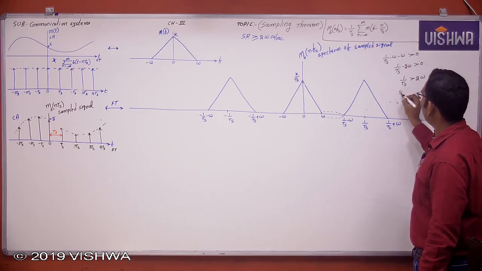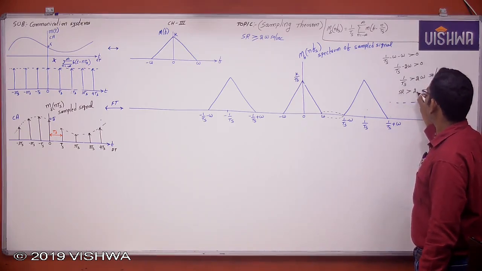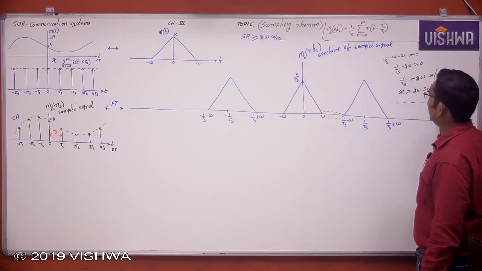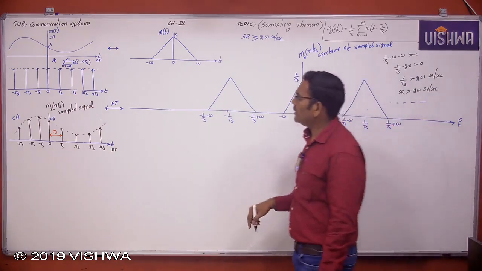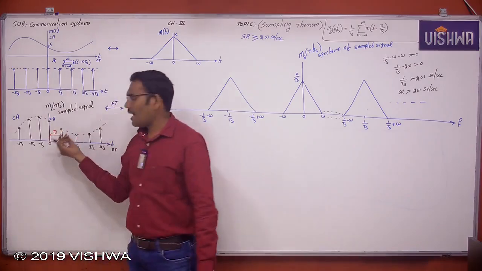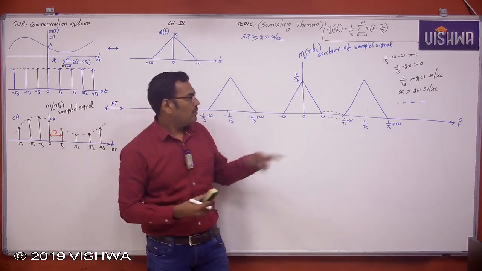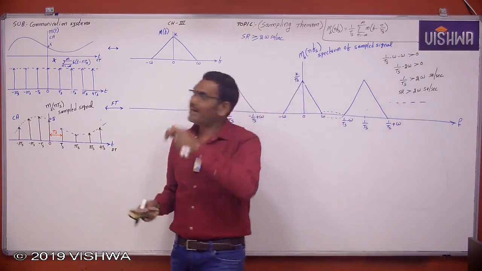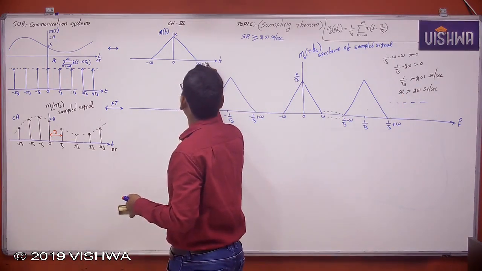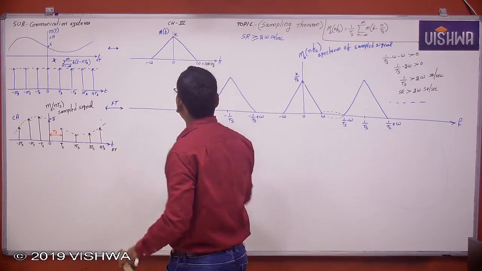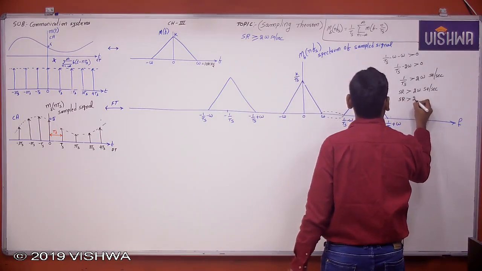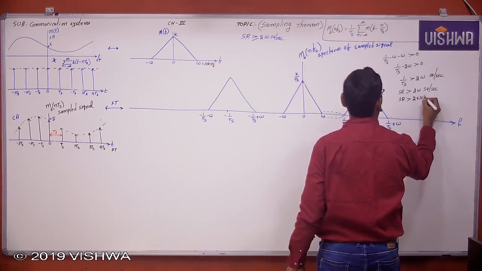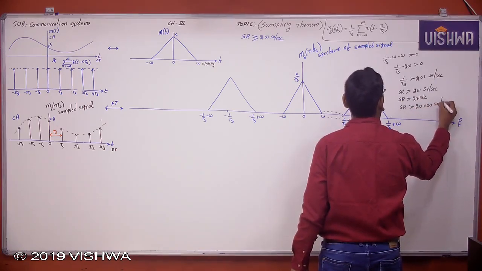Now if the sampling rate is greater than 2 omega samples per second, your sampled signal in the frequency domain is like this, which means you are transmitting as many samples as you can, greater than 2 omega samples per second. Let us take one small example. Here omega is 10 kilohertz. If omega is 10 kilohertz, how many samples do you need to transmit? The sampling rate must be greater than 2 times 10 kilohertz, which is greater than 20,000 samples transmitted per second.